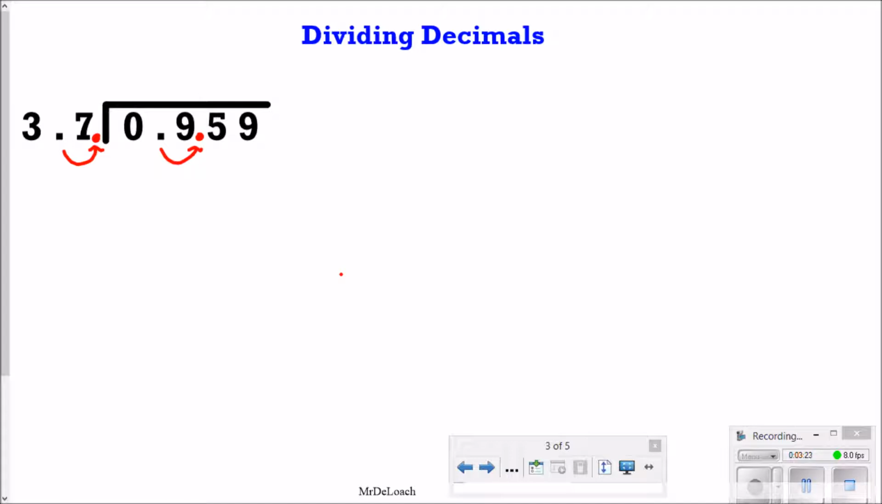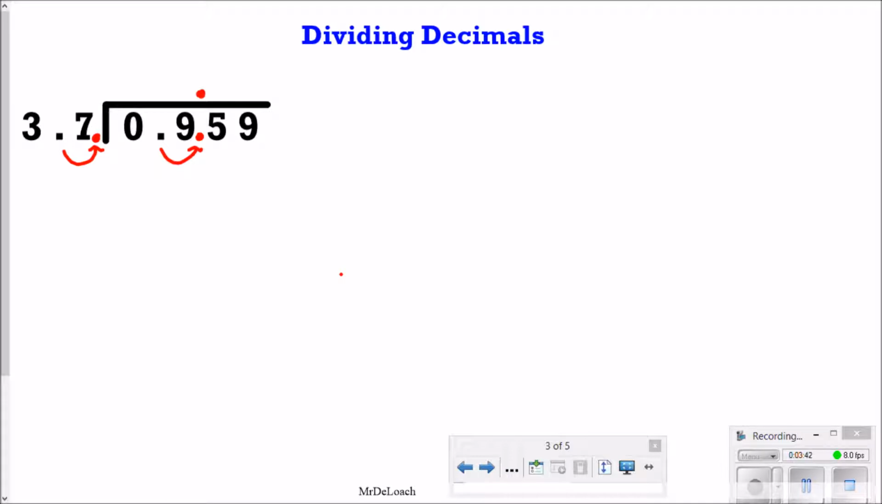So I'm going to go ahead and bring my decimal upstairs into the quotient, and then I'm just going to begin dividing. Know that 37 does not go into 0. It does not go into 9 evenly, or as a whole number. So we're going to look at 37 into 95.